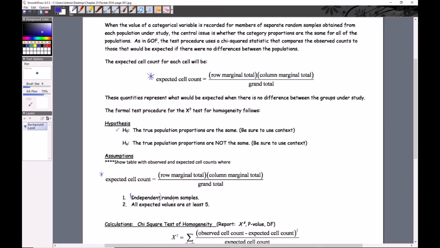This business of independence gets a little too picky for my liking, but it is what it is. We need to add a third condition because this is new, and it's the 10% rule. So the populations are at least 10 times the sample sizes. Actually, it would be sample sizes, plural. When we do the test of independence, we won't be using plural.